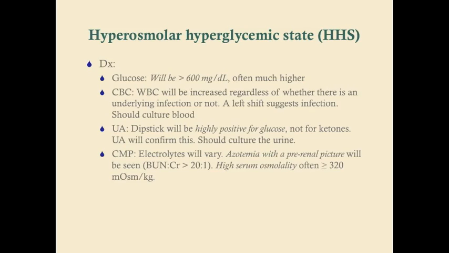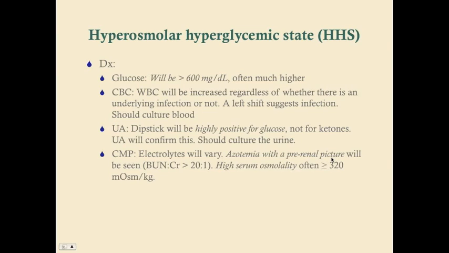As far as your CMP, the electrolytes are going to vary. They're not going to be as cut and dry as DKA. But what you will see in hyperosmolar hyperglycemic state is a high serum osmolality, and that's because you're peeing a ton, and so your blood is just getting more and more concentrated. Often it's going to be greater than or equal to 320, and that's really high. Because of the dehydration, you're also going to see azotemia. What's azotemia? It's just an elevated BUN. An elevated BUN with a prerenal picture will be seen. Prerenal azotemia comes from dehydration.